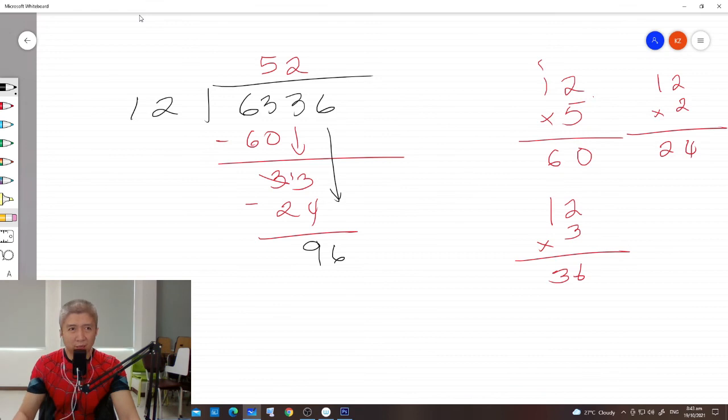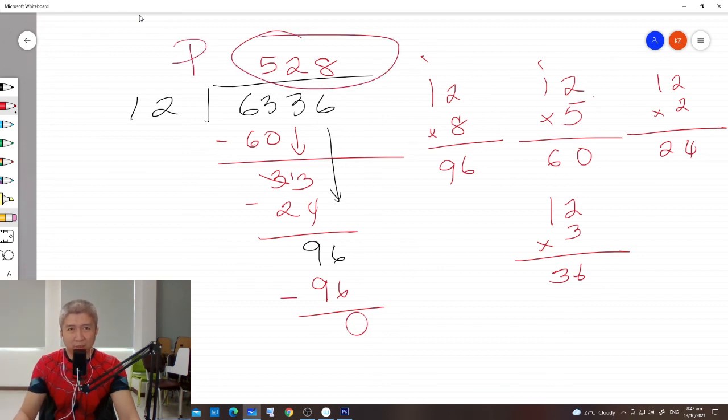Okay, so ilan yan? 12 times 8. Meron tayong 16, 8, and 9. Okay, sakto. So, 8. Then, 96. Okay, so ibig sabihin, ang bawat isang manggagawa ay makaka-receive ng 528 pesos. Okay?